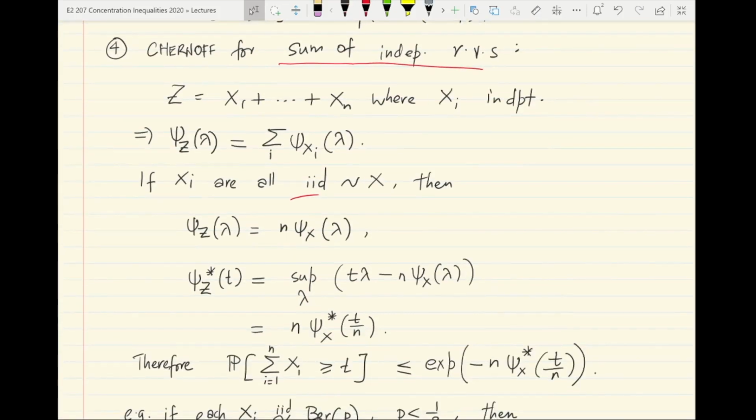The next application of the Chernoff bound will be for a sum of independent random variables. So think of a random variable z expressed as the sum of n independent random variables xi, x1 through xn.